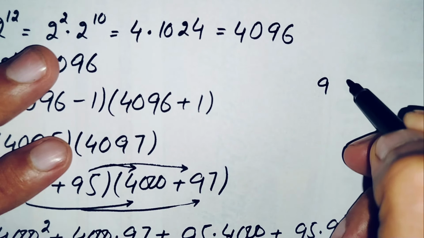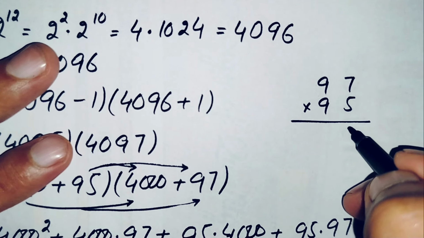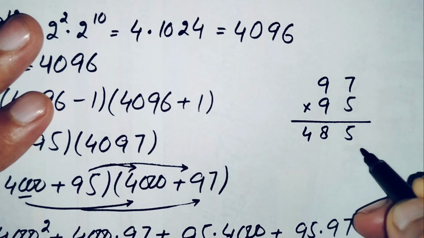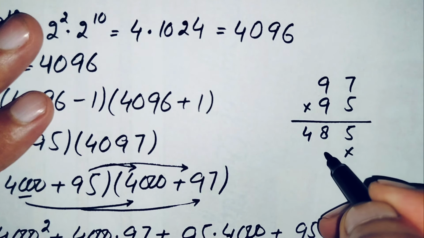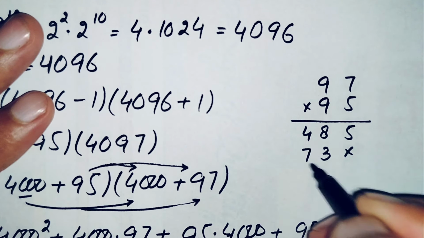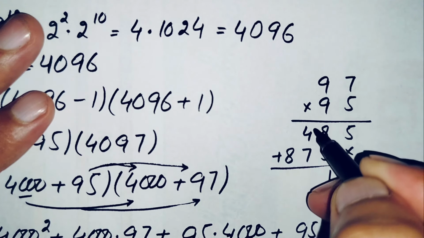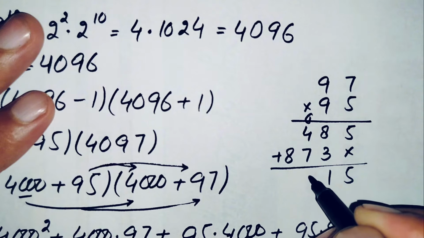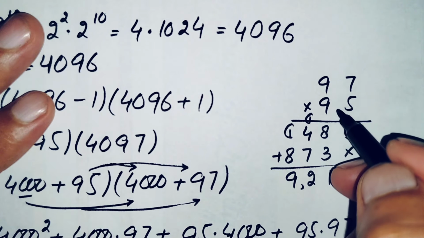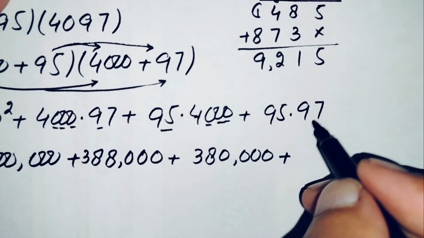So first we will write 97 and then we will multiply with 95. So 5 times 7 is 35, 5, 3 will be carried, 5 times 9 is 45, 45 plus 3 is 48. Now 9 times 7 is 63, so 3, 6 will be carried, 9 times 9 is 81, 81 plus 6 is 87. Now we will add these two numbers, 5 plus 0 is 5. 8 plus 3 is 11, 1 will be carried here, 4 plus 1 is 5, 5 plus 7 is 12, 2, 1 will be carried here, so 8 plus 1 is 9. So the product of 97 times 95 gives 9,215. So the value of this product is 9,215.